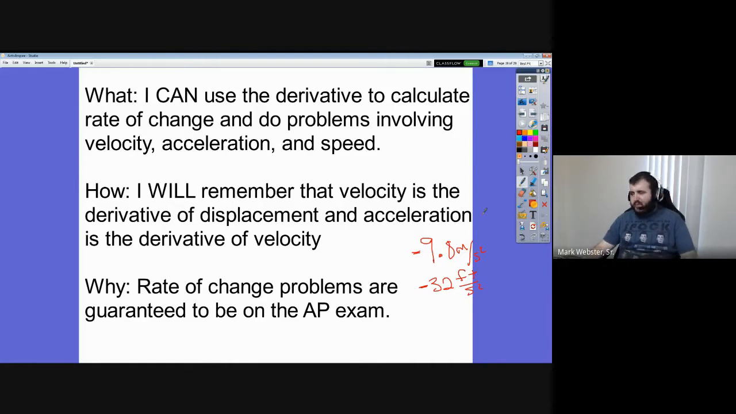All right, so let's actually say what's going on here. What are we doing today? We're going to be able to use the derivative to calculate rate of change and do problems involving velocity, acceleration, and speed. How are we going to do this? We're going to remember that velocity is the derivative of displacement and acceleration is the derivative of velocity. Why are we doing this? Rate of change problems are guaranteed to be on the AP exam.